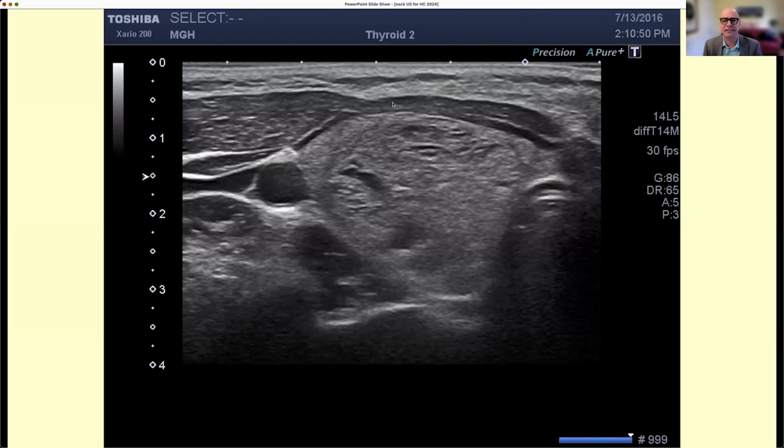So this is a nodule that is isoechoic and large. And so this is a nodule that has the potential for being an adenoma, but also a follicular carcinoma. So I would consider a biopsy of this nodule.